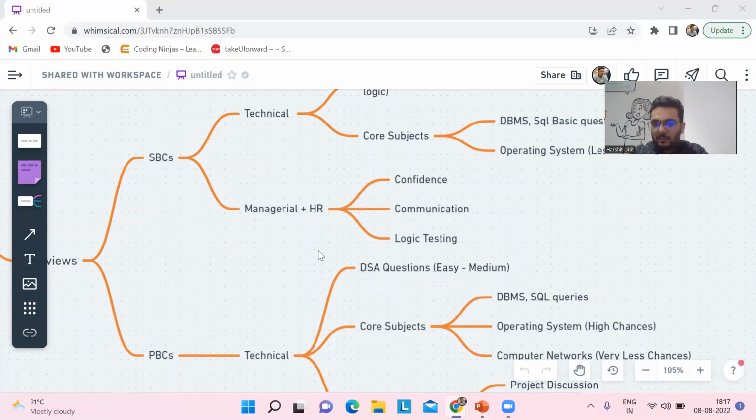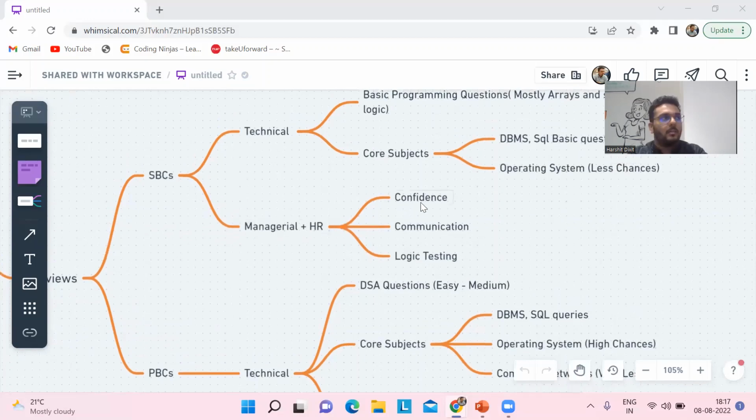Most students get nervous at the time of the interview, but I'll be giving you approximately 15 to 20 questions for the managerial and HR round. If you prepare those 15 to 20 questions, I can guarantee you that the interviewer is not going to ask any other question apart from that set. So you'll be very confident when answering.